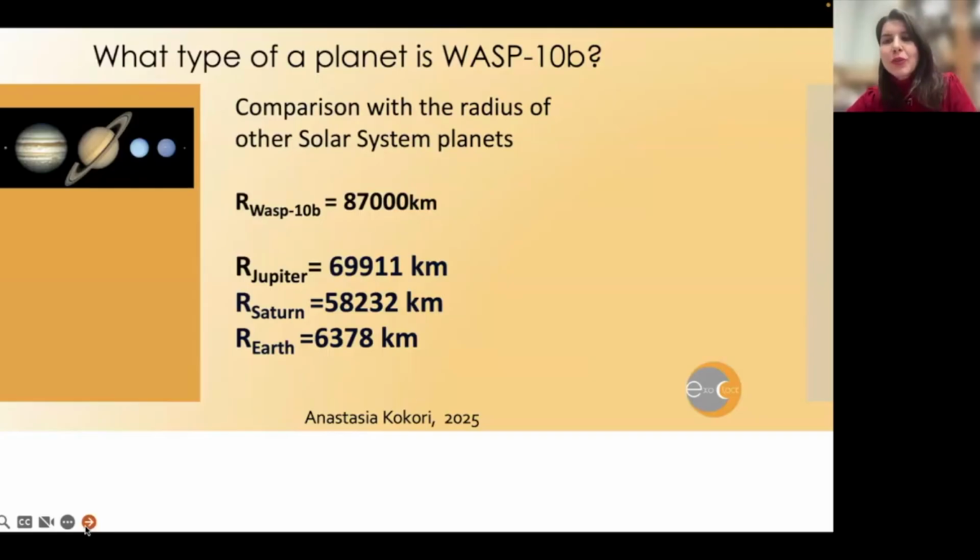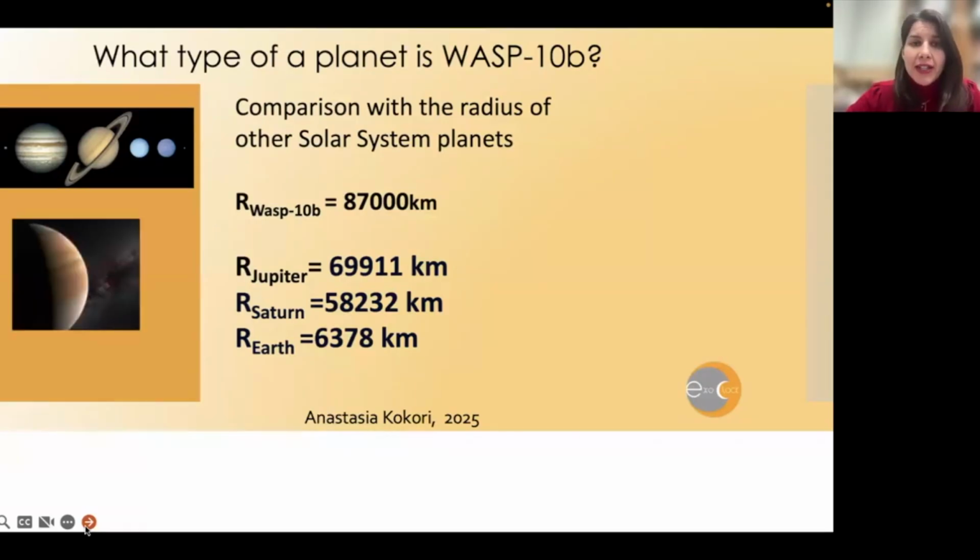Is it closer to being a Jupiter? Is it more likely to be a smaller planet or rocky style? Only from the radius. And it can become very interactive also, apart from engaging.